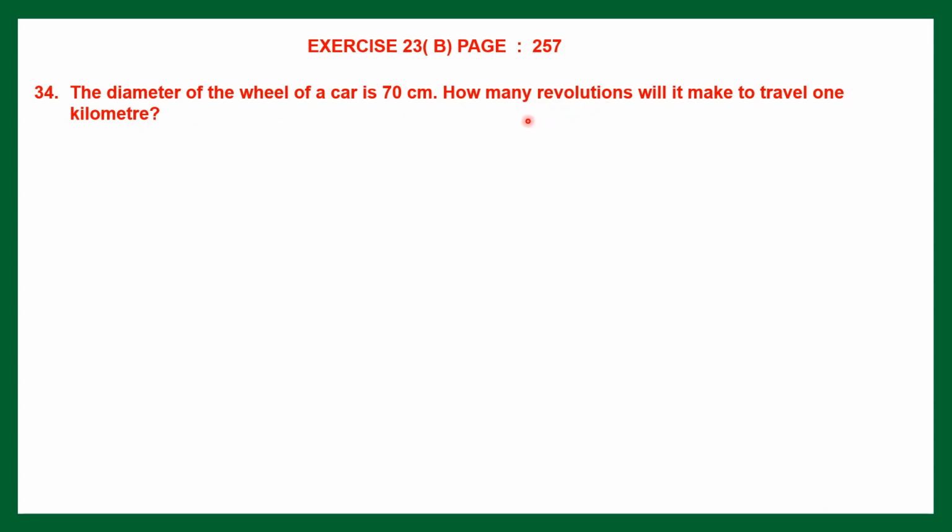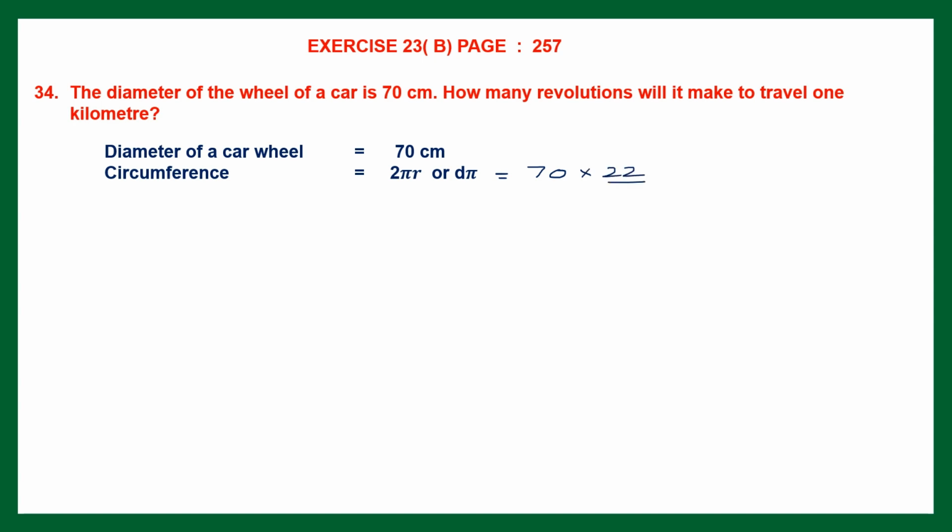So let's begin with what we have. The diameter of the wheel of the car is given as 70 centimeters. Now, if we have to find the circumference, the formula is 2 pi r if the radius is given or diameter into pi if the diameter is given. So here diameter is given. So let's use the formula d into pi. So d, the diameter, is 70 centimeters and this we multiply by pi, which is 22 by 7.